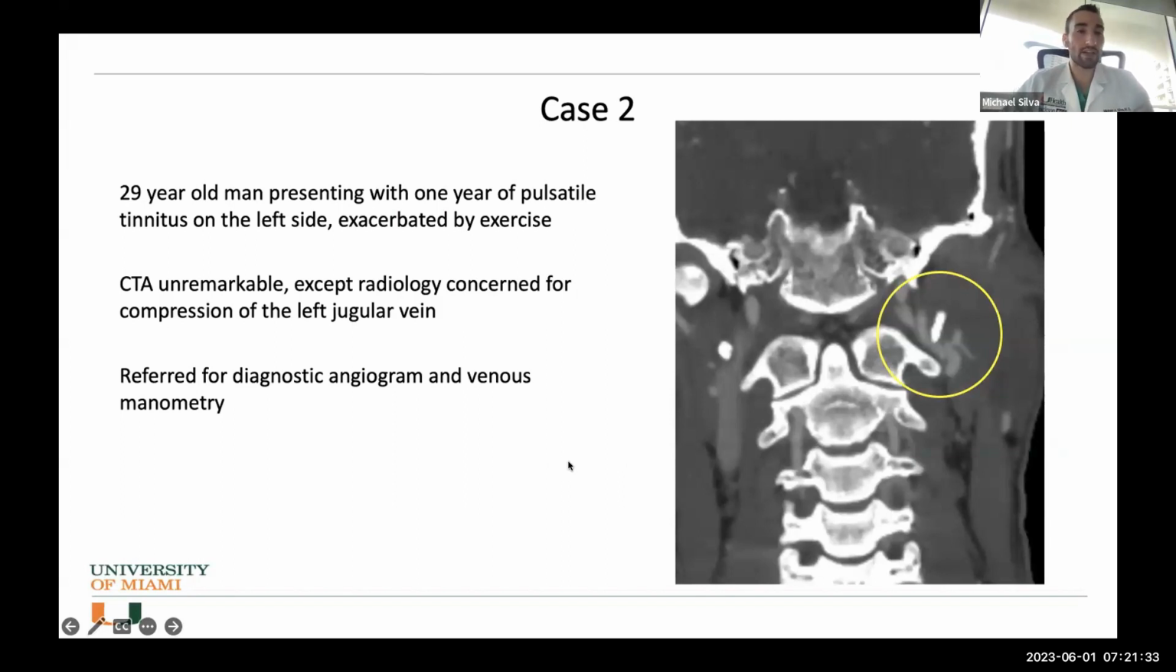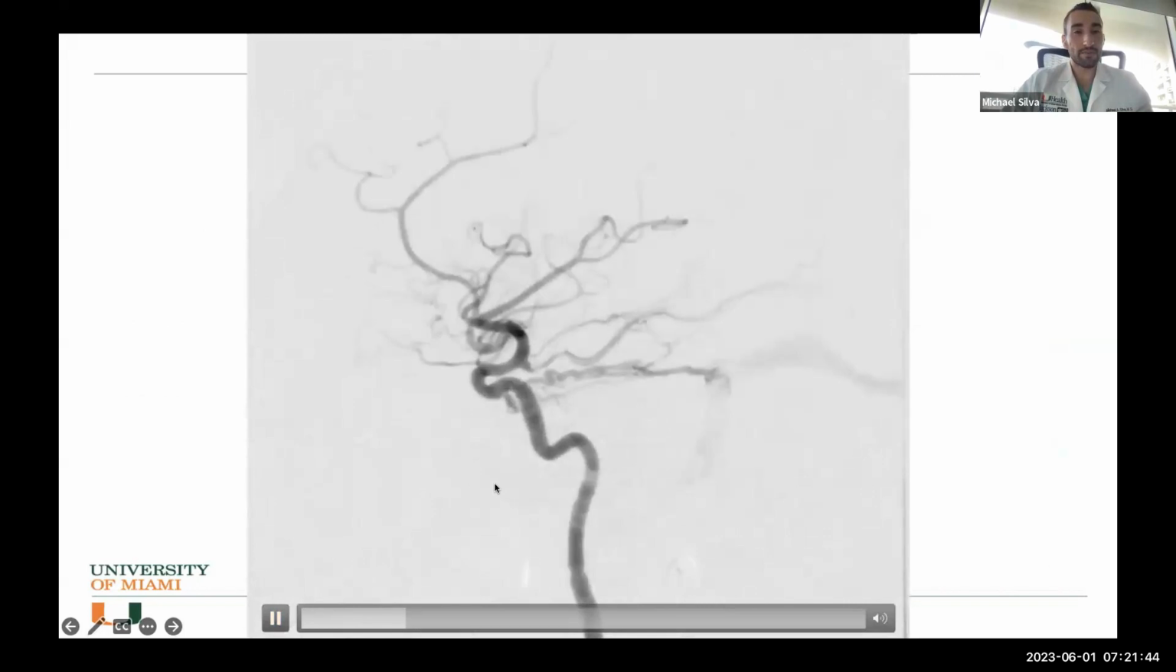So he was referred for a diagnostic angiogram as well as venous manometry to take a look, to measure, to assess for elevated intracranial pressure. So this is what our angiogram shows.